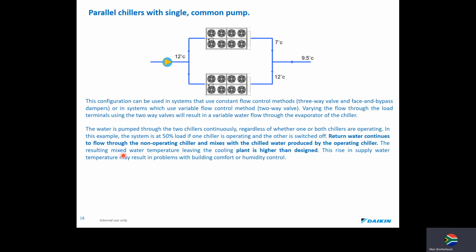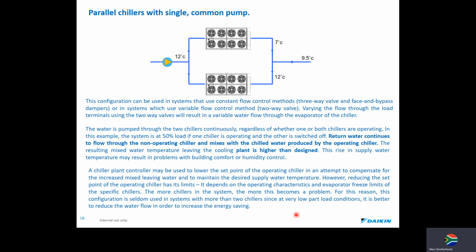The return water continues to flow through the non-operating chiller and mixes downstream with the chilled water produced by the operating chiller. The resulting mixed water temperature leaving the cooling plant is now higher than designed. So you can see here I'm mixing with 7 degrees and I'm coming out with an example of 9.5 degrees water. This rise in supply temperature may result in problems with building comfort and humidity control.